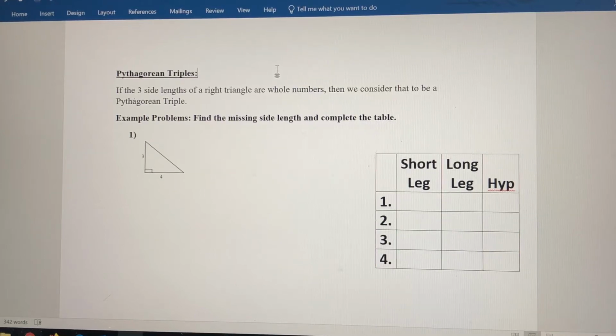All right, so in this video, we're going to talk about Pythagorean triples. We just went over the Pythagorean theorem, so we're going to use the Pythagorean theorem here to find the missing side length. We need to understand what Pythagorean triples are. If all three side lengths are whole numbers, then we're going to consider those Pythagorean triples.